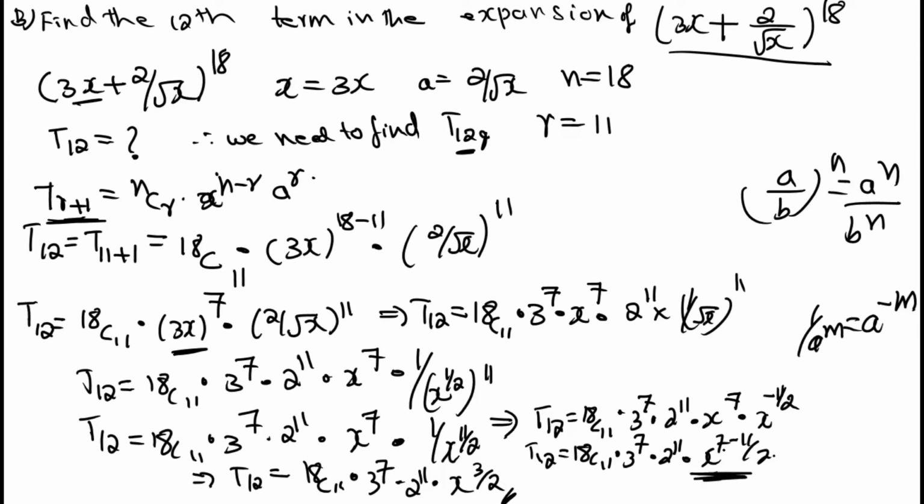Why here x to the power 7 minus 11 by 2? Because a to the power m into a to the power n equals a to the power m plus n. Okay, x to the power 7 into x to the power minus 11 by 2 is x to the power 7 minus 11 by 2. Then take LCM, it has 2. 2 sevens are 14 minus 11, that is 3 by 2. This is the solution for the given question.